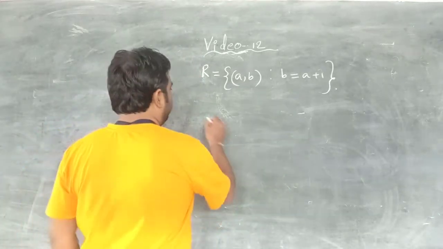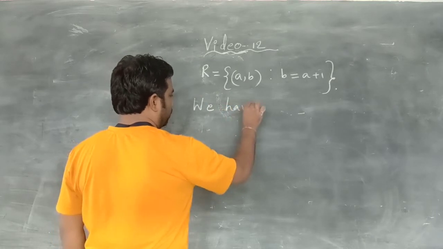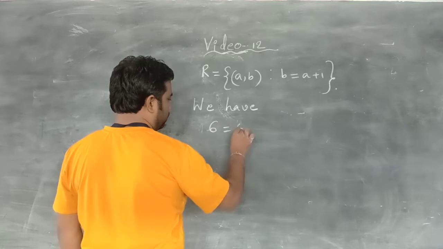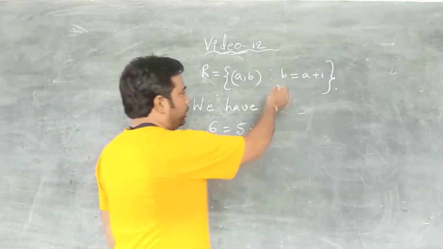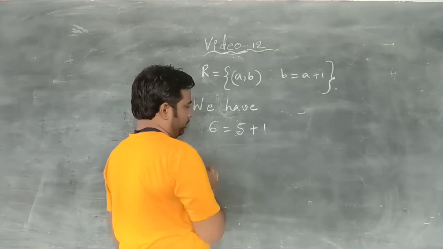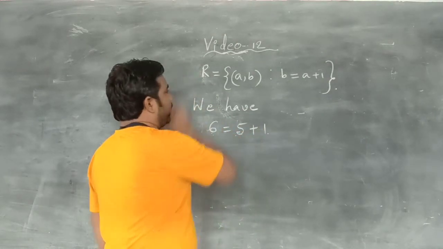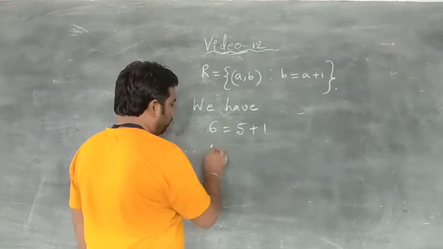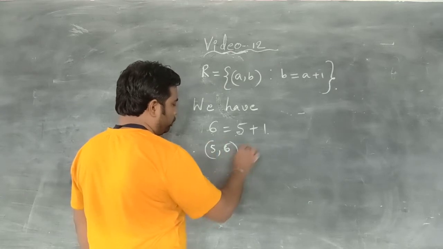So we can write, we have 6 equal to 5 plus 1. This is according to the question. If this is B and this is A, if B equal to A plus 1, then A comma B is in R. This is according to the question. So what you can write? So 5 comma 6 belongs to R.